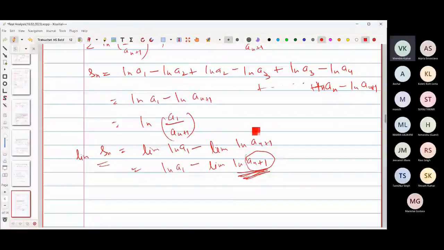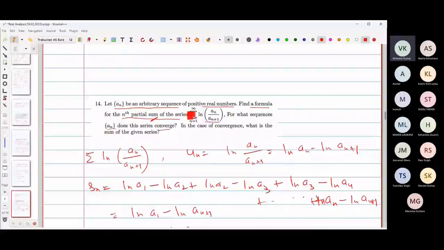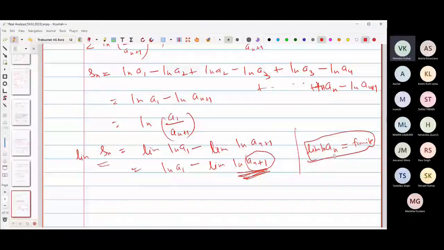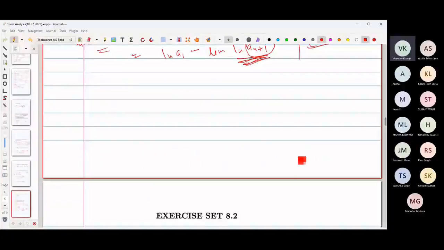You can think of them. When you can tell that the limit of an is finite, then it will be convergent. So the limit of log an, of course, this should not be negative. And they have written that an is an arbitrary sequence of positive real numbers, so all an are positive. You can think of it and then you can write.